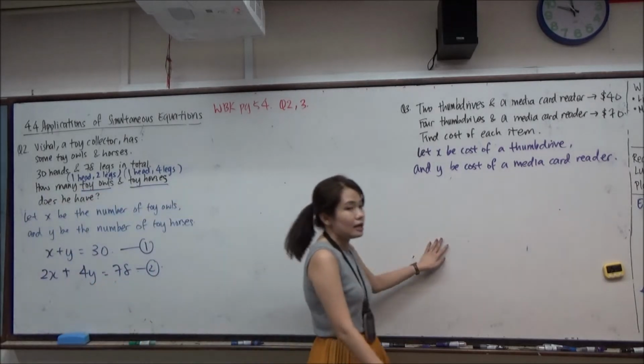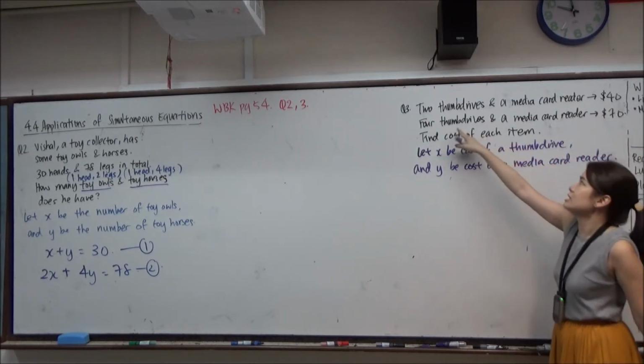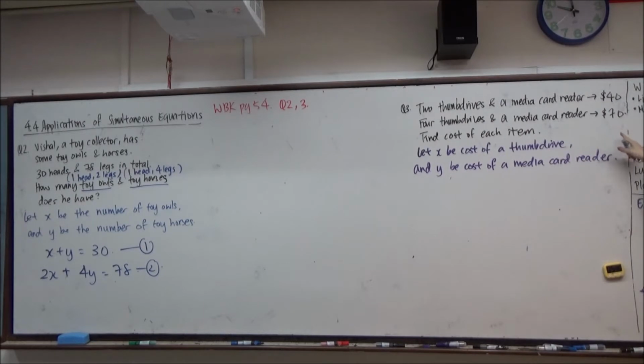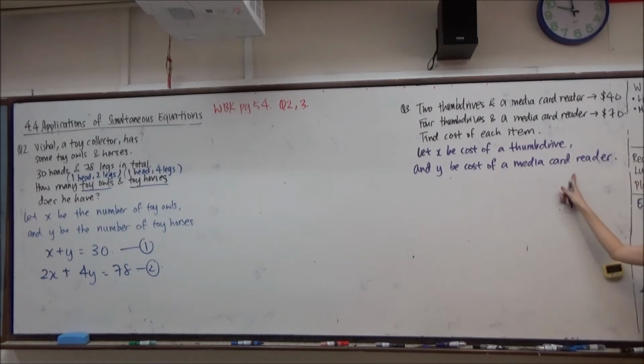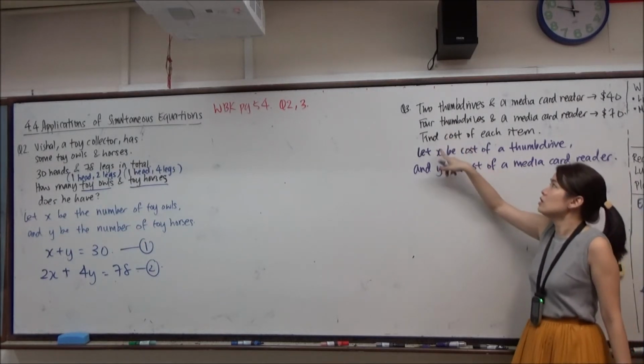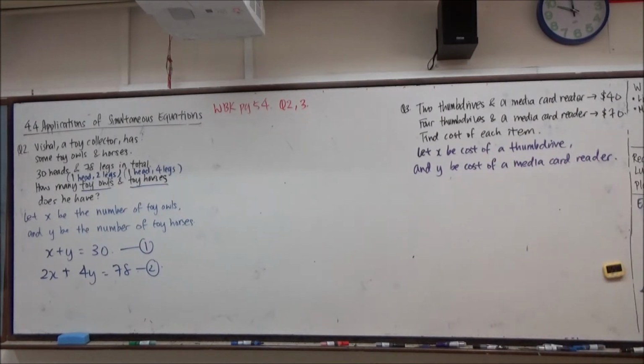Now let's look at question 3. We just focus on forming the equation. Question 3: 2 thumb drives and a media card reader is $40. 4 thumb drives and a media card reader is $70. If I let X be the cost of a thumb drive and Y be the cost of a media card reader, in this first statement itself, what is the equation that I can form?